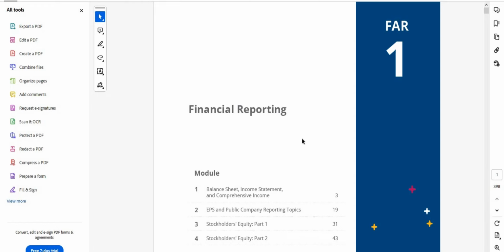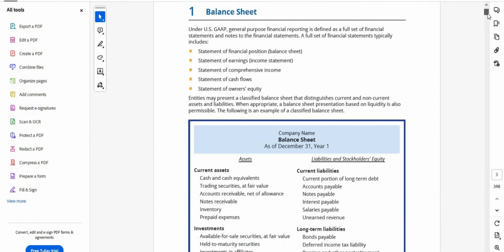Today I will be covering the text. This module has 4 parts, and I will be covering module 1. Module 1 has the balance sheet, income statement and comprehensive income statement. I will try to cover as much as possible in module 1. So module 1 starts with the balance sheet.